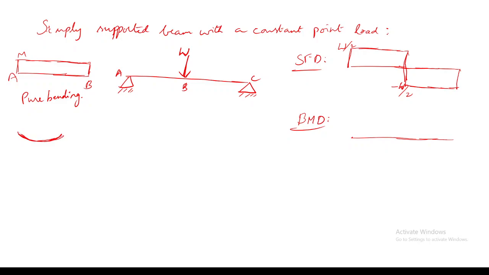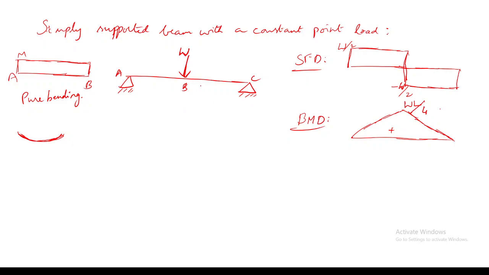It will be constant, like a circular arc. Constant means it is like a circular arc. Here the bending moment diagram is something like this, with the maximum at its center, and its value is, anyone? It is WL by 4.